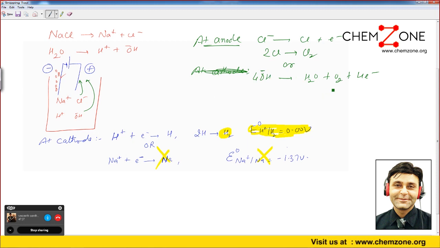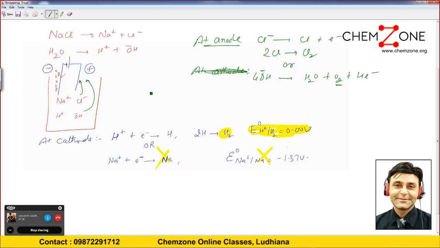Okay. So O2 gas will be liberated. Either one or two will take place, right? You have to figure out which one. Now we have to discuss what will take place: either chloride will be discharged or OH ion will be discharged.